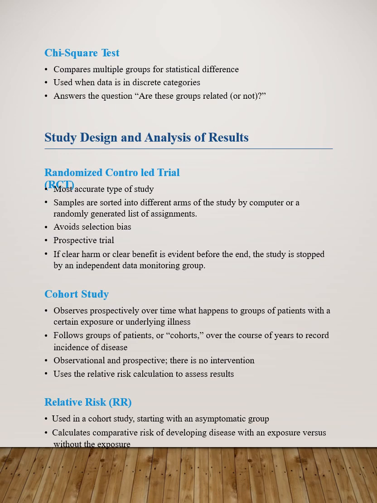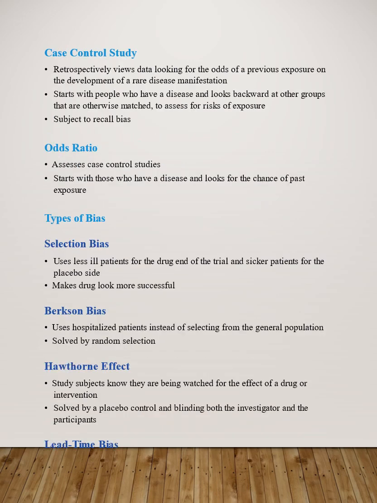Let's discuss so-called RR, relative risk. By definition, it is used in a cohort study, starting with the asymptomatic group. Number 2, it calculates the comparative risk of developing the disease with exposure versus without exposure. Let's go to the next slide, number 12.